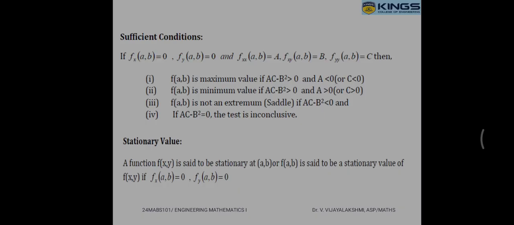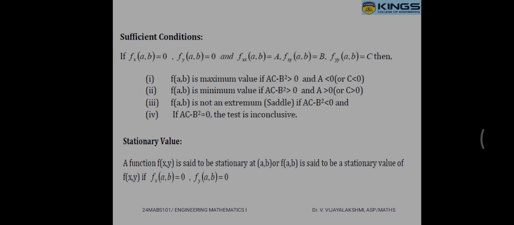And the second condition is f of a comma b is minimum value if ac minus b square is greater than 0 and a greater than 0 or c is greater than 0. And third condition is f of a comma b is not an extremum, that is called as saddle point, if ac minus b square is less than 0. And finally, if ac minus b square equal to 0, the test is inconclusive.